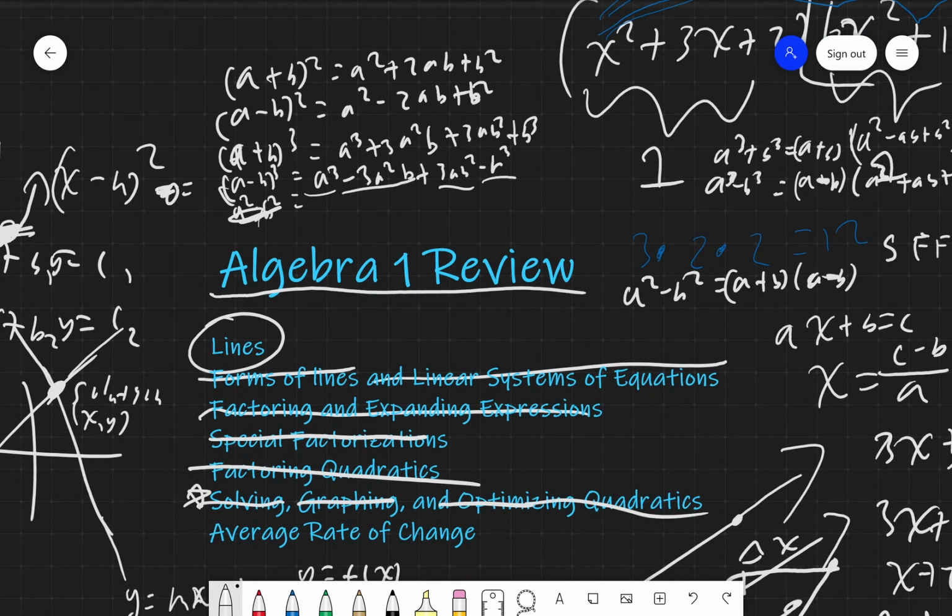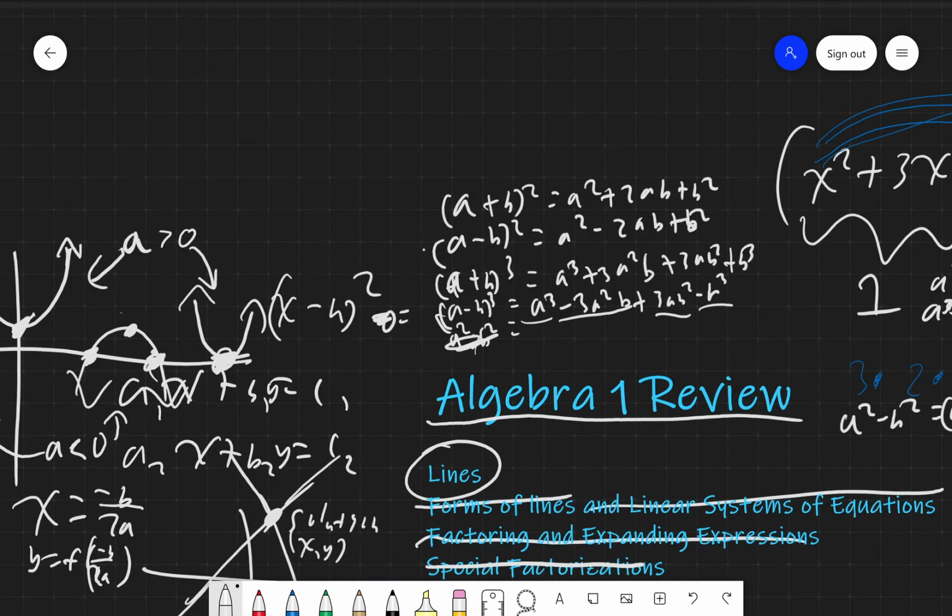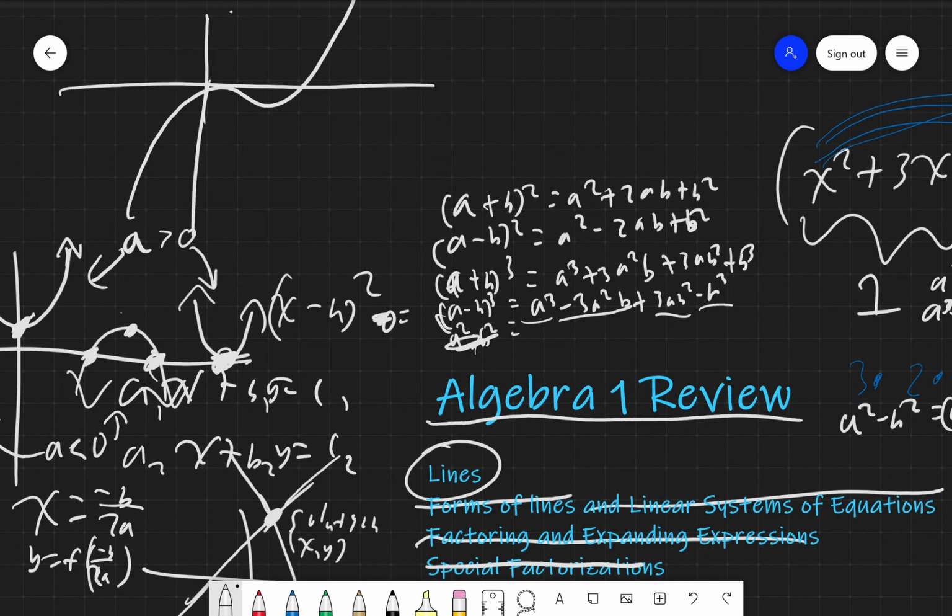Now, average rate of change. This is just going to take a second. This is more of a calculus topic, but whatever. Let's say we had a graph, it doesn't matter what the graph is. If you want to find the average rate of change, we pick one point and pick another point. In calculus, you're going to find the instantaneous rate of change. The average rate of change is where we just connect these two points and find the slope of this line.